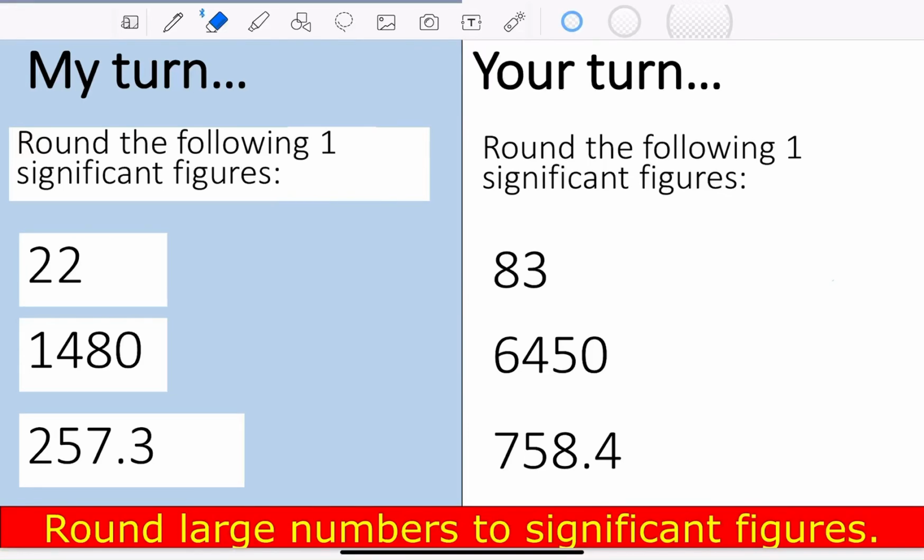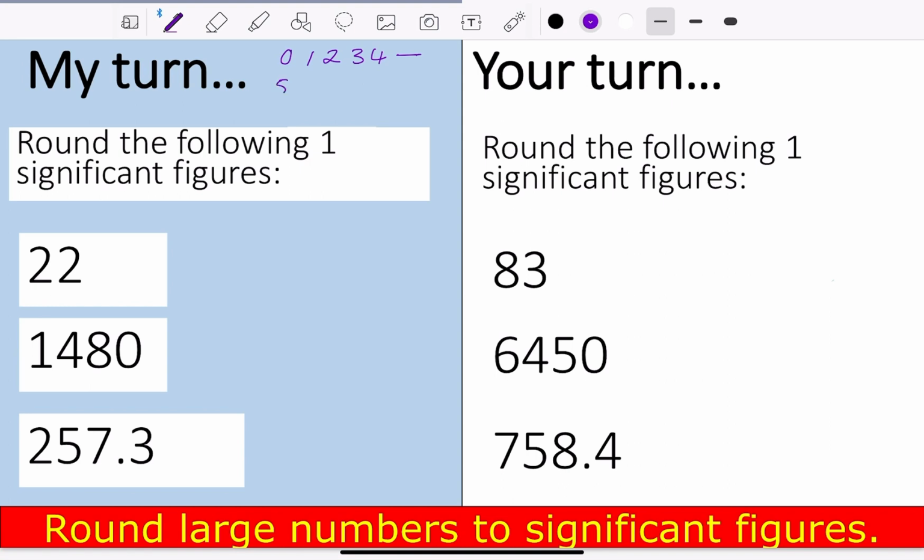My turn. For each of these numbers, we're looking to round to one significant figure. This means that we're looking to use the highest non-zero place value, the highest number that isn't zero in our digit to round to. The rounding rules apply here. Obviously, remembering that if our neighbour is 0, 1, 2, 3, or 4, we're going to stay the same and replace everything else with zeros.